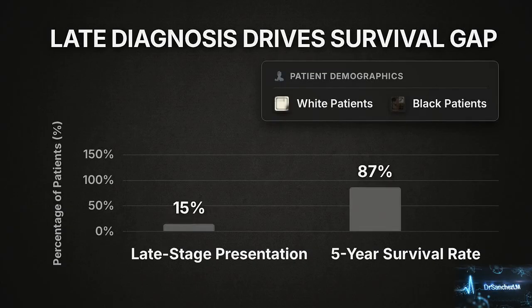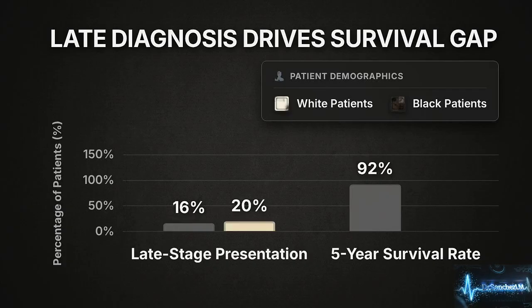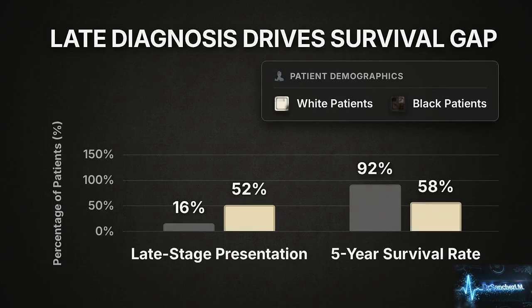This chart compares melanoma outcomes by race. While skin cancer is less common in Black patients, they present with late-stage disease 52% of the time. Because it is caught so late, their 5-year survival rate drops to 68%, compared to 92% for white patients.